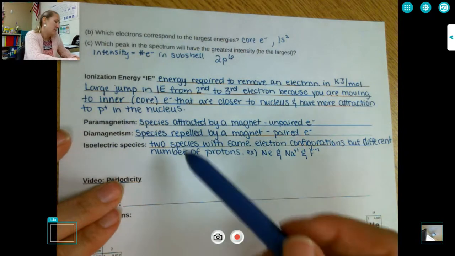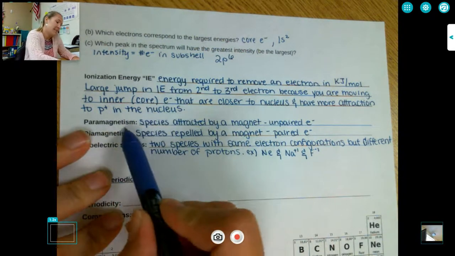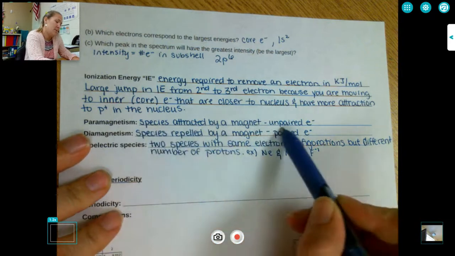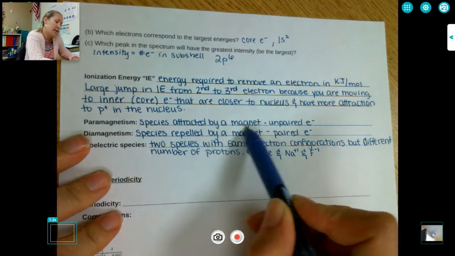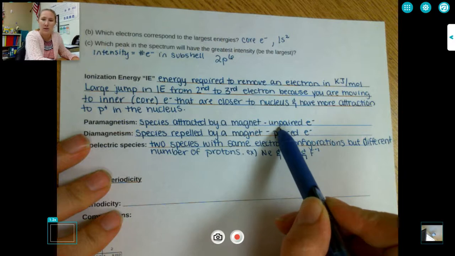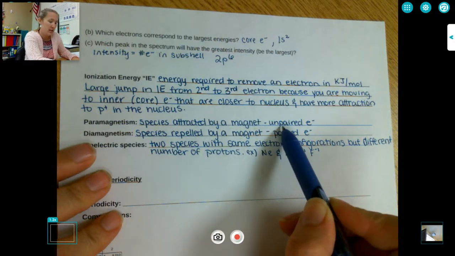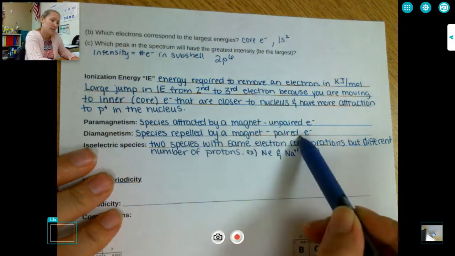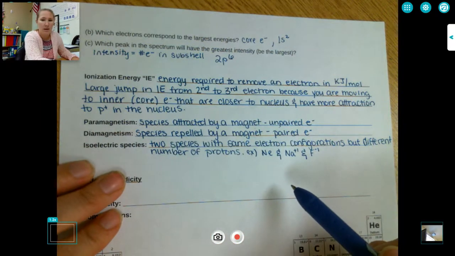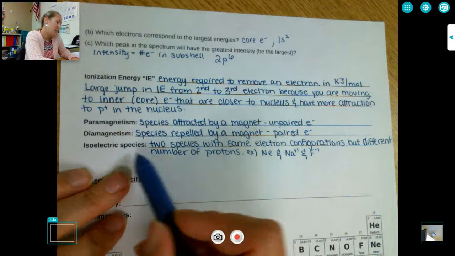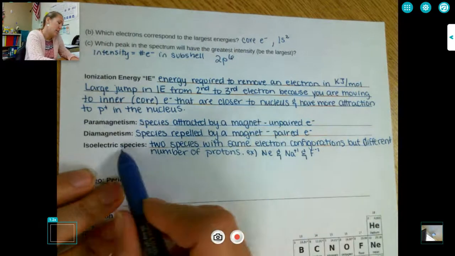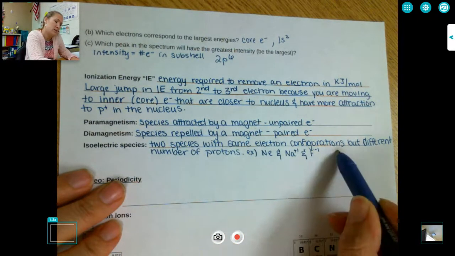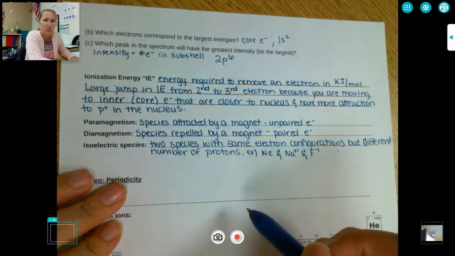Some other terms to know: paramagnetism is a term that talks about if it's attracted by a magnet, which means there are unpaired electrons, so they're able to attract. Whereas diamagnetism is where things are repelled by a magnet because all of their electrons are paired. And then finally, we have something called an isoelectronic species. And these are 2 species with the same electron configurations, but different numbers of protons.